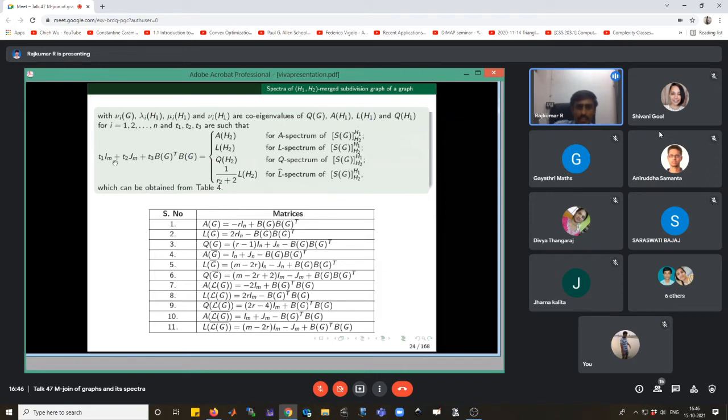These values T1, T2, T3 mentioned here can be obtained from this table A of G. From this table you can obtain the values of T1, T2. For example, for A of G, T1 is minus r and T2 is 0, T3 is 1. This will give you the corresponding values.